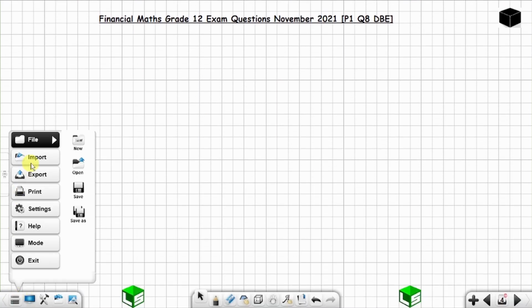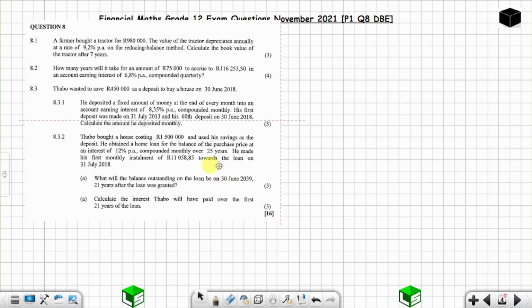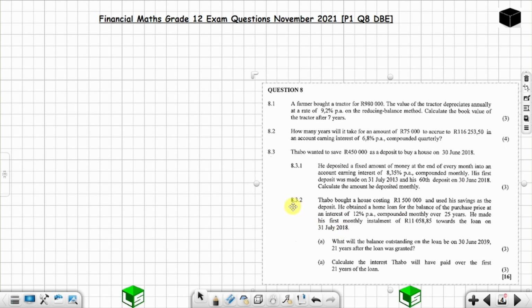Let me get the question again. Question 8 from November 2021. This is the question. Now it's question 8.3.2 and question A. Dabo bought a house costing 1,500,000 rand and used his savings as the deposit. He obtained a home loan for the balance of the purchase price at an interest rate of 12% per annum compounded monthly over 25 years.